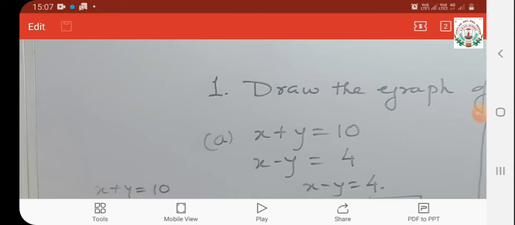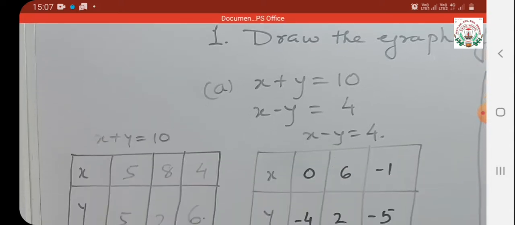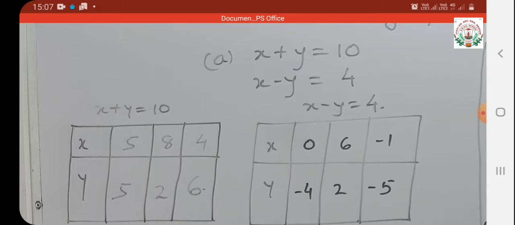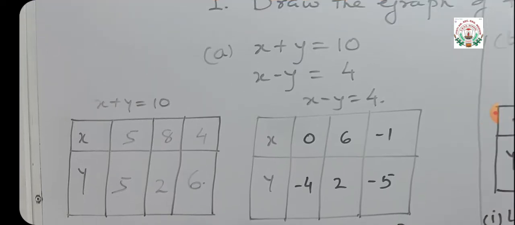Friends, today we are going to discuss the graph of the linear equation in two variables. Our first question is x plus y equals 10 and x minus y equals 4. So what we have to do, as in the previous class when we were finding the solutions, here also we have to find at least three solutions of each of the given linear equations.